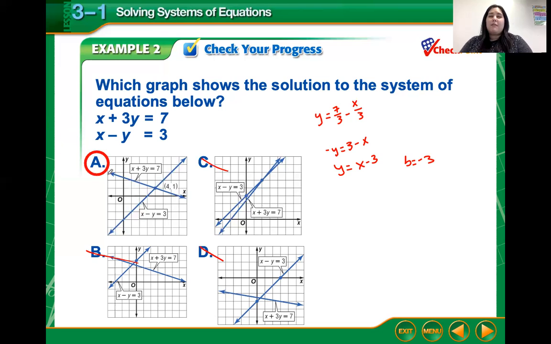I could also go ahead and graph these and look at the graph and see that we do cross at (4, 1). But by knowing your y-intercept, negative 3 and 7/3, which is 2.33 never ending, that would be very helpful when you're looking at graphs.